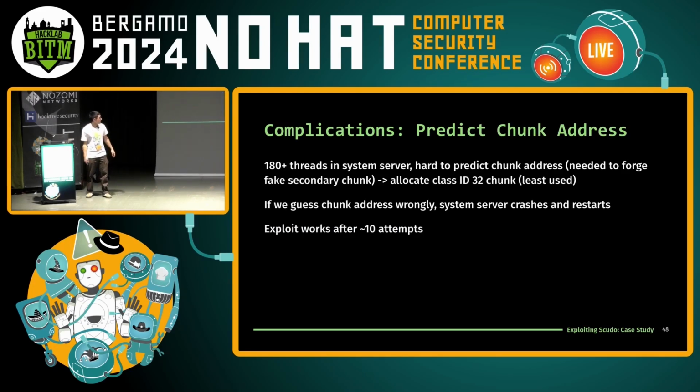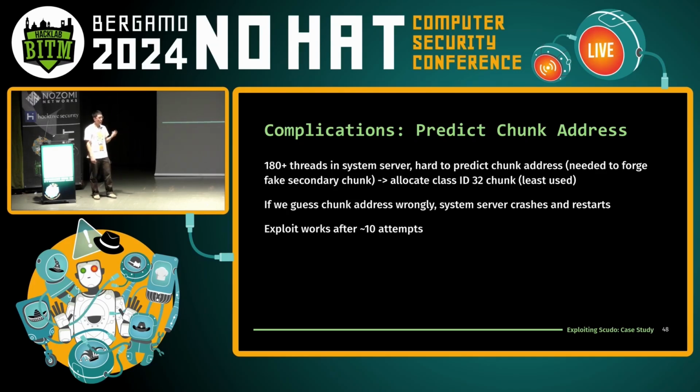There are some complications. I think the main one is that when you actually want to exploit the system server, predicting chunk addresses becomes much harder because there are about 180 threads inside of the system server. So the sequence of allocations and deallocations is not deterministic because there might be some racing between the threads. And so the way we address this is twofold.